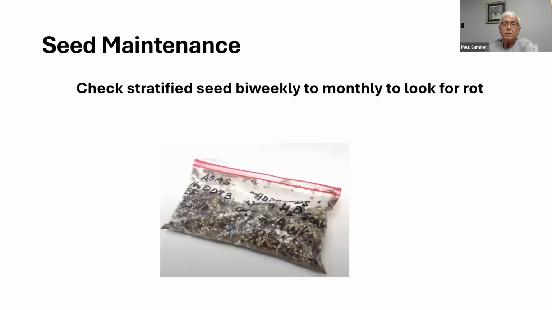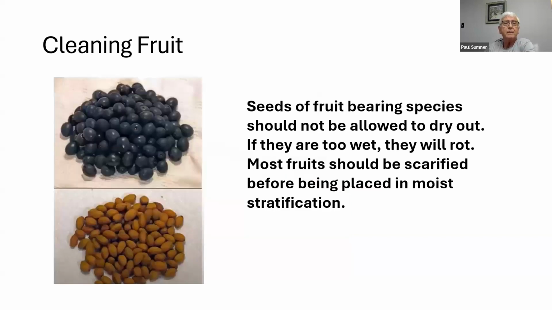If you do see mold, one method I've seen online, which I was really surprised to see, was to use hydrogen peroxide on the seed to get the mold off of it, and then replace it back into the media. And then maybe if it's too wet, you add some peat to it to dry it out, to get the moisture level down. Or if it's too dry, you can add water to it. But anyway, you need to check your seed bi-weekly or every 2 months.